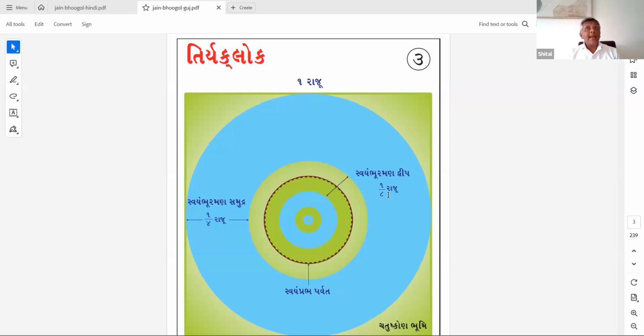Similarly, the biggest fish in the Swayambhu Raman Samudra is a whale. The length of this whale is 1,000 yojans. One yojan is equal to 8 miles, so it's 8,000 miles. The size of this whale is the distance from here to India. That's how big these fish are.